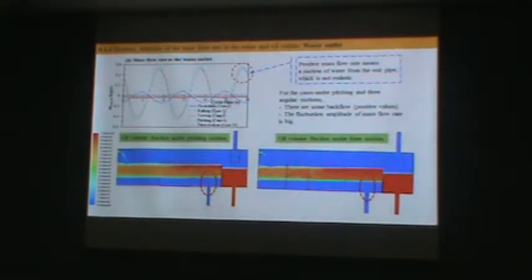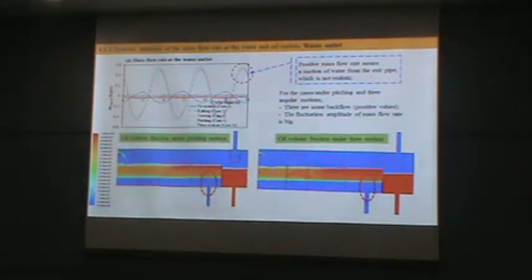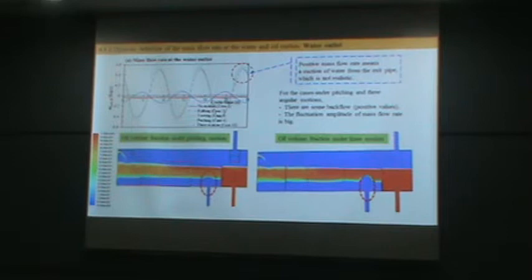Now I will show the dynamic behavior of the mass flow rate at the water and oil outlets. In this case for the water outlet, we can see here is a positive mass flow rate. It means the suction of water from the outlet, which is not realistic. We also can see that for 4 degree pitching motion and three angular motion, the fluctuation of mass flow rate is bigger. We can see clearly in the animation for pitching motion and three angular motion.